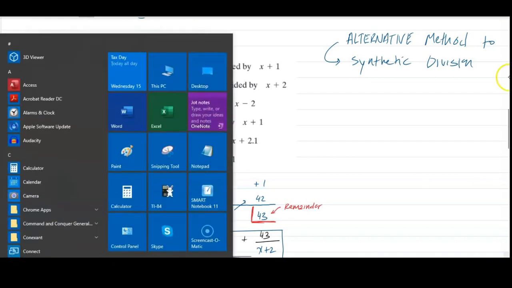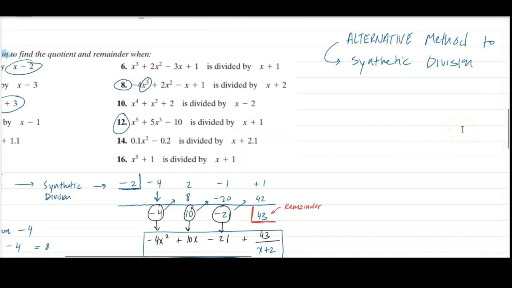So let's take number 12 here. And number 12, same exact idea. First thing that we're going to do is take the x plus 1, and realize that that's really x minus negative 1. So we're going to put a negative 1 as the number that's out front. Please realize that I've done an x plus 2 and an x plus 1, so it looks like it's always a negative number. It's not always a negative number.